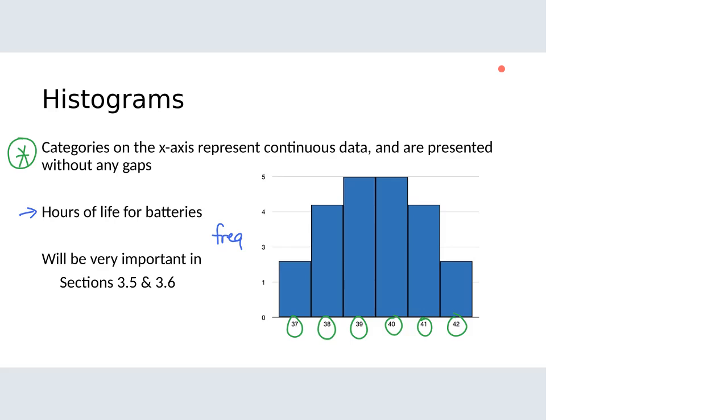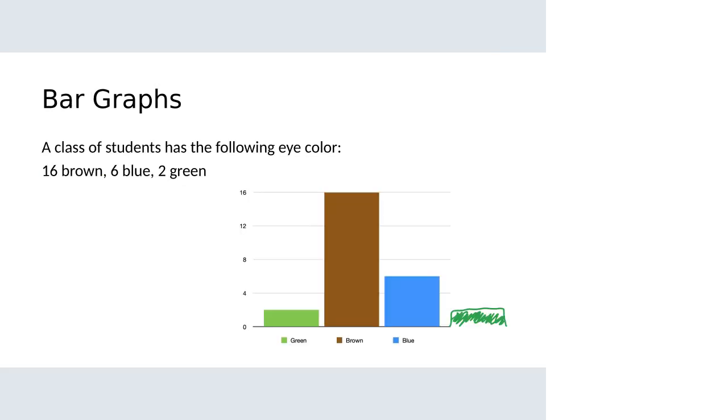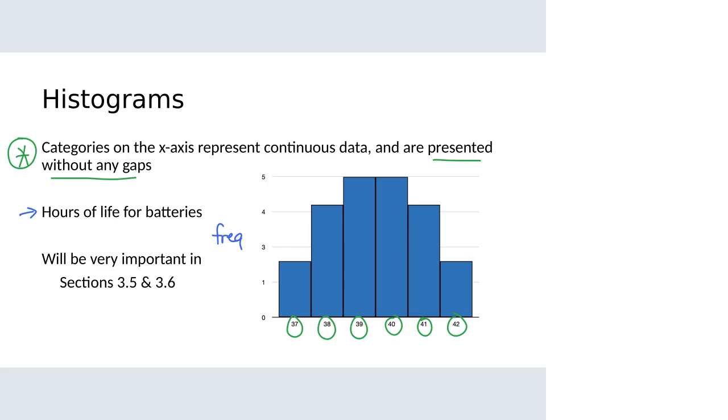So we have continuous data, and it's presented without any gaps at all. You'll notice these bars go right up next to each other with no gaps, unlike the bars that we saw on our eye color. Those had gaps between them. The gaps could be bigger, or you could take the gaps away, but it makes sense to have them separated. Here, we're going to present this data without any gaps at all. Part of that is because the data is continuous. It goes 37, 38, 39, 40, 41, 42.